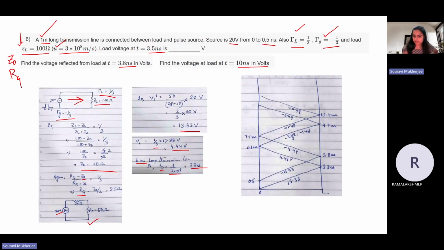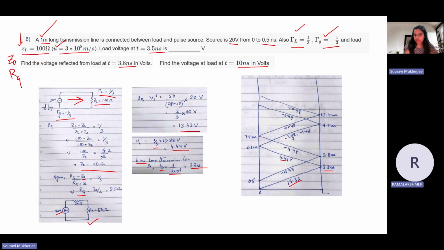So something like this, right? You start at t equal to 0 with a 20 volt pulse, and it propagates. At 3.3 nanoseconds, it reaches the load where the voltage would be 13.33. When it is reflected from this point, you would get 4.44 volts. Clear?